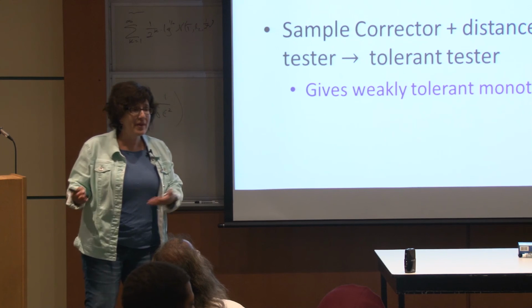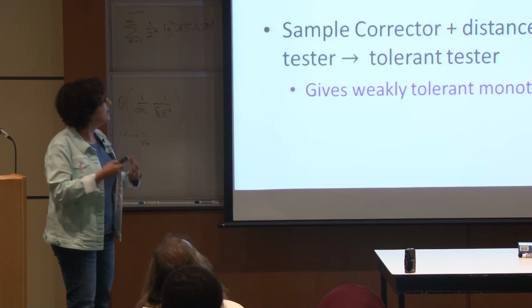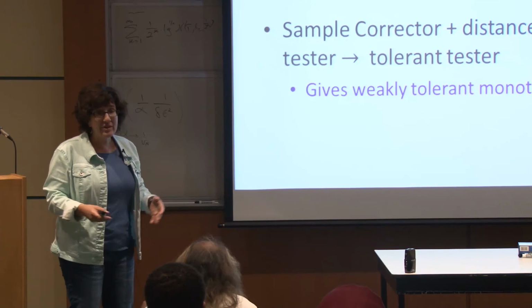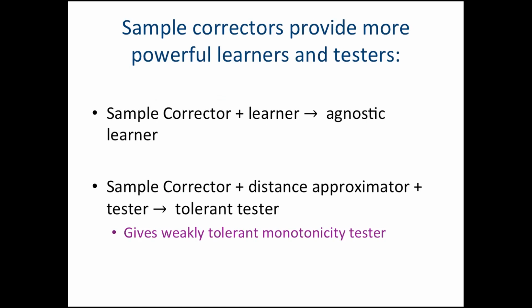Okay, there are some other relationships between these sample correctors. If you have a sample corrector and a learner, that immediately gives you an agnostic learner. So this could be a way of empowering our learners. I mean, many times we have learners, but we don't have agnostic learners. But this could be an alternative way of taking a situation where we have a learner, and maybe, I don't know if it'll be easier, but it's another way of thinking about trying to make our learners agnostic.